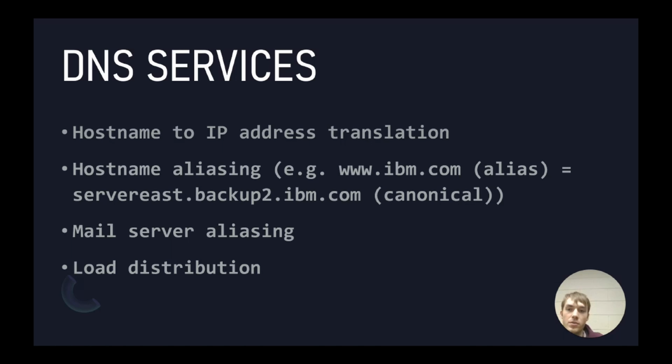So some services that DNS offers are host name to IP address translation, and that's the ultimate purpose of DNS, to get you from the name of a website that you're looking for to the IP address for the server that's hosting that website. They also provide host name aliasing, so we can refer to a website by multiple different names. For example, servereast.backup2.ibm.com might be what's considered the real name that corresponds to the IP address. But we can also refer to that same server as www.ibm.com. It's an alias for the canonical or real name of the server, servereast.backup2.ibm.com. There's also mail server aliasing, which functions similarly for mail servers.